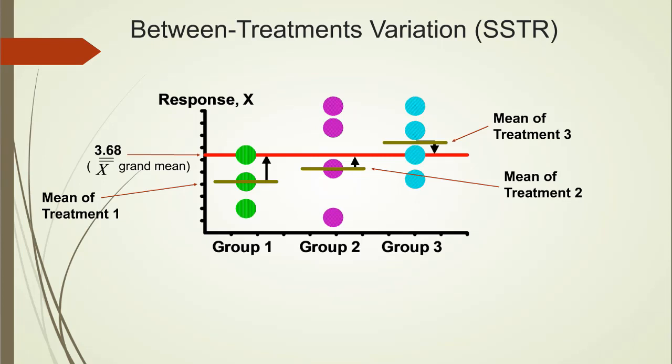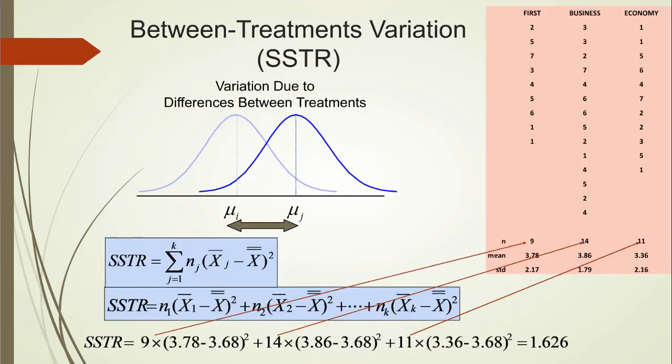For SSTR, which is between treatments variation, it measures the amount of variation in satisfaction scores entirely due to the different treatments passengers received. This source of variation is completely because different passengers travel on different travel classes. SSTR is calculated by comparing each treatment mean with the grand mean. Again, we square the differences between the treatment mean and the grand mean, and then scale each by the number of observations in that treatment. We add up all the squared differences. SSTR is calculated to be 1.63.